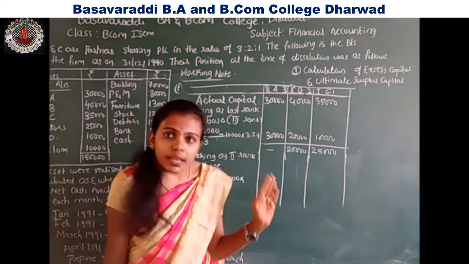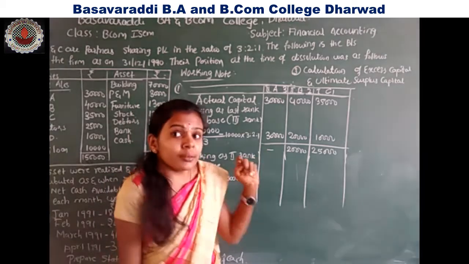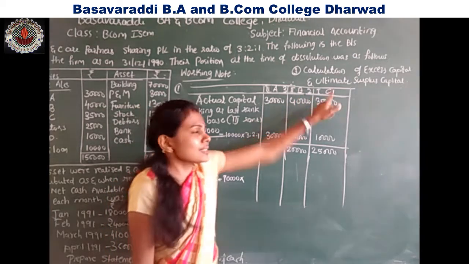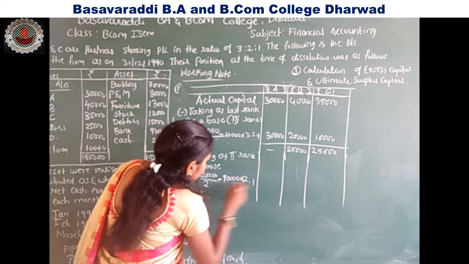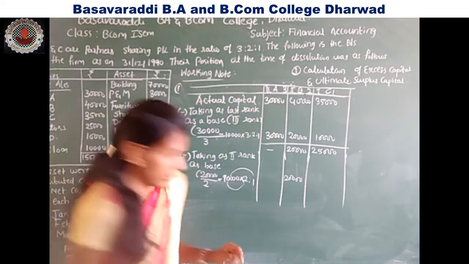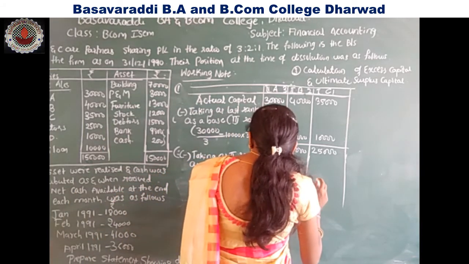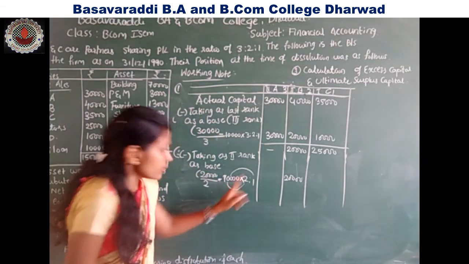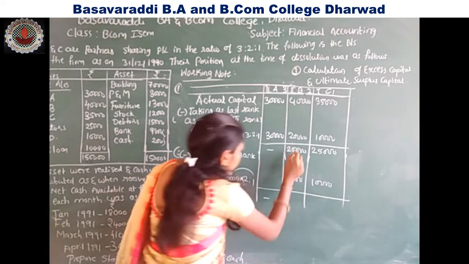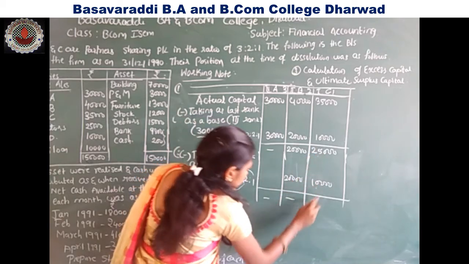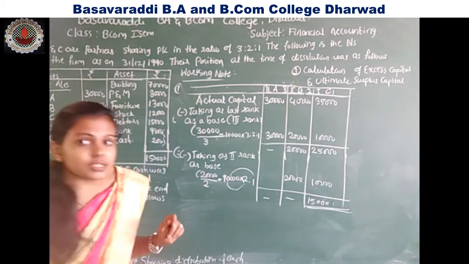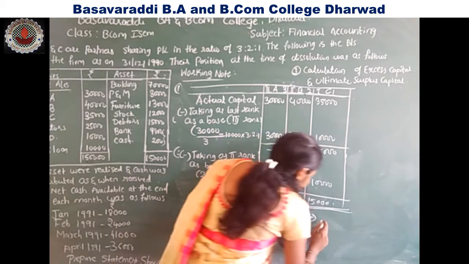Already for partner A, the last rank, we made the amount nil. Next, the second rank is partner B. The ratio is 2, partner C is 1. 2 is to 1. 10,000 into 2, 20,000, and then 10,000 into 1, 10,000 rupees. 20,000 minus 20,000 is nil, 25,000 minus 10,000 is equal to 15,000 rupees. 15,000 rupees, again now we have to call it ultimate surplus capital.